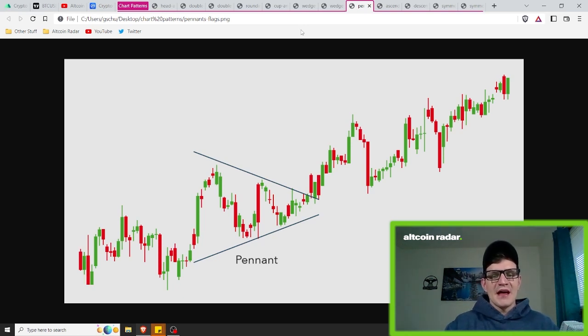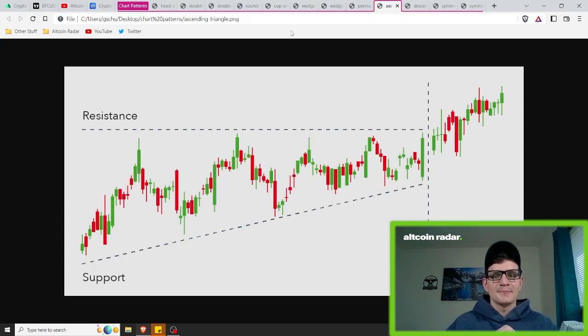So guys, the next pattern I'm going to talk about here is going to be the ascending triangle, okay? Now, as far as the ascending triangle is concerned, it is a bullish continuation pattern, which typically signifies the continuation of an uptrend, okay, as you can clearly see here.